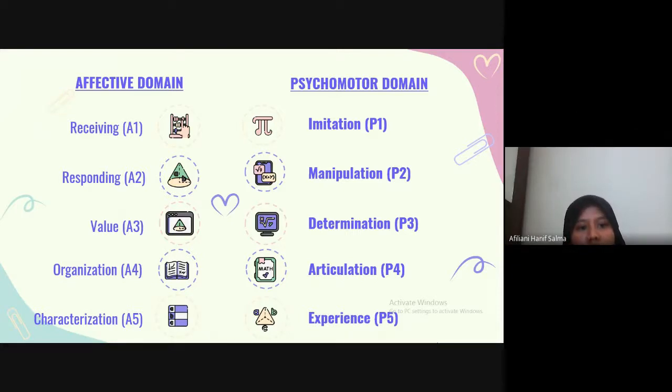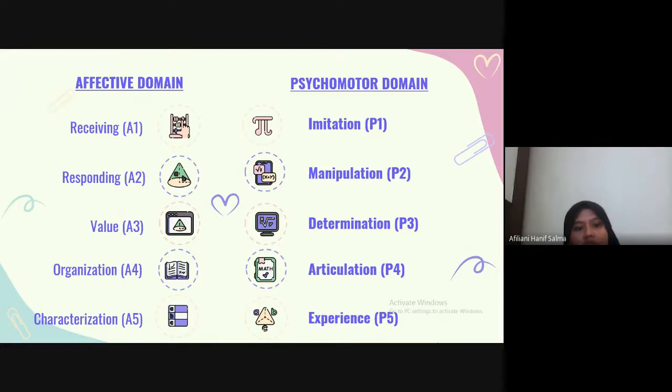And the next is responding, or A2. This is one level above acceptance. In this case, students become more actively involved, become participants and show interest. For example, participating in a class discussion.